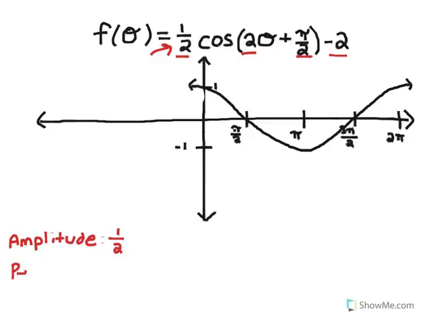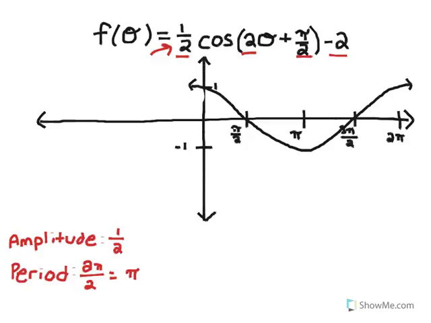Now for our period, by definition, it's 2 pi over b. In this scenario, our b is 2, so this simplifies to just pi. Notice how in our original cosine function, which is graphed here in black, the period is 2 pi. But in this instance, the period is only pi. That means it is only going to take half the time to make one complete revolution for this new function.